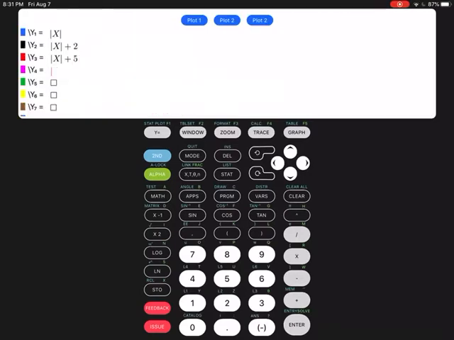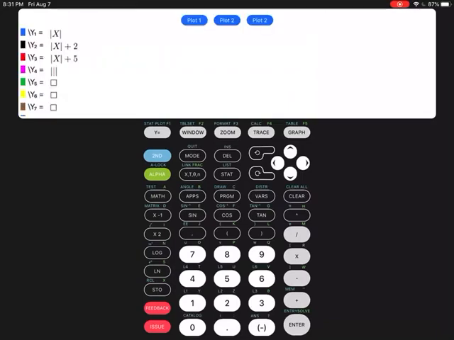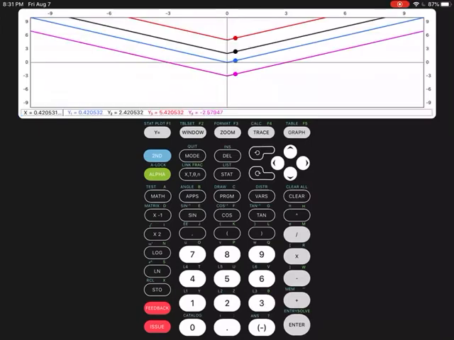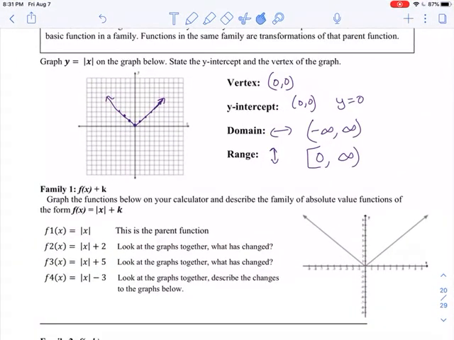And what do you think would happen if I did the absolute value of x minus 3? So again, math key, absolute value of x, get out of there, minus 3. Well, let's look at it. That's that pink one. I shifted down 3.